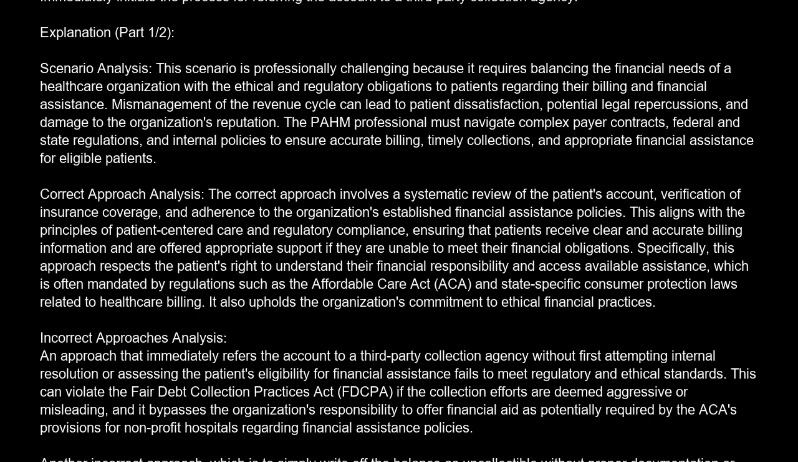The correct answer is D. Immediately initiate the process for referring the account to a third-party collection agency.